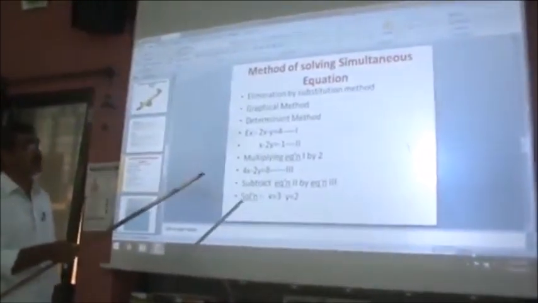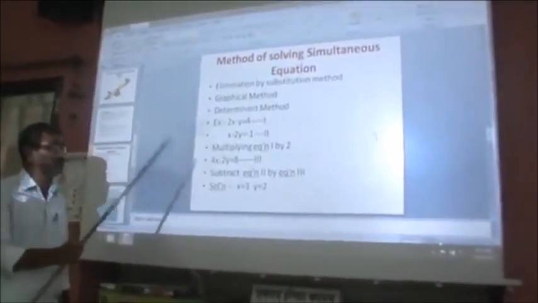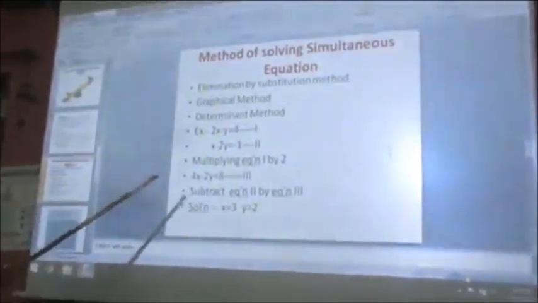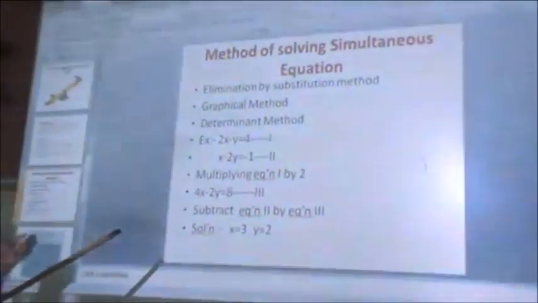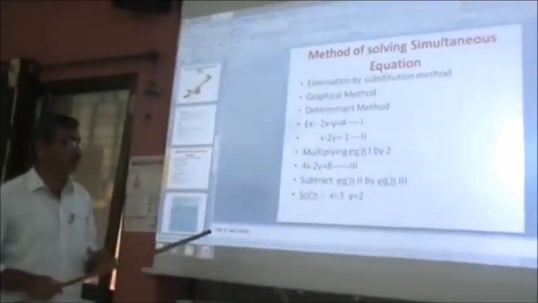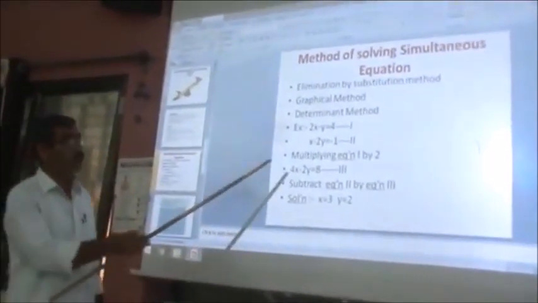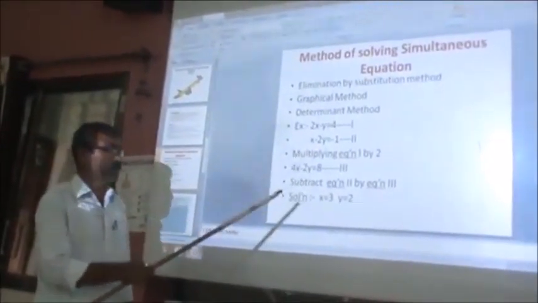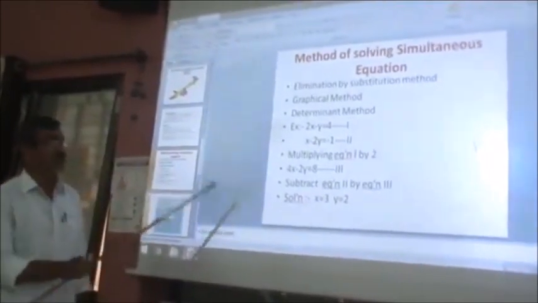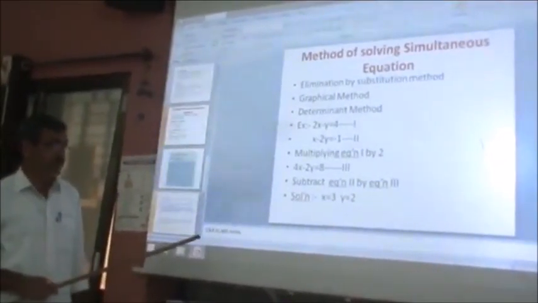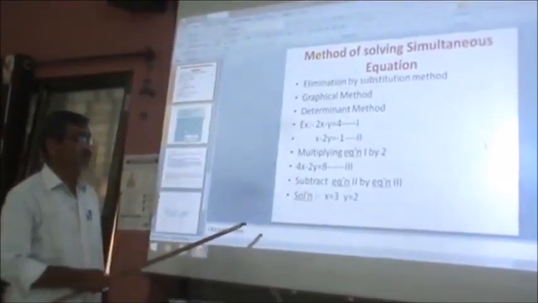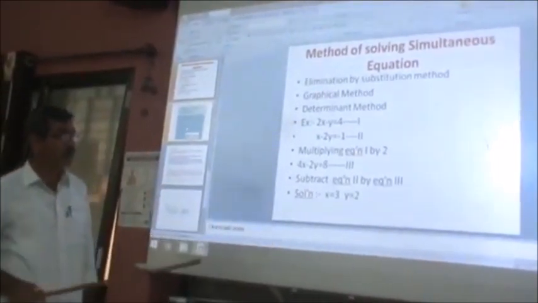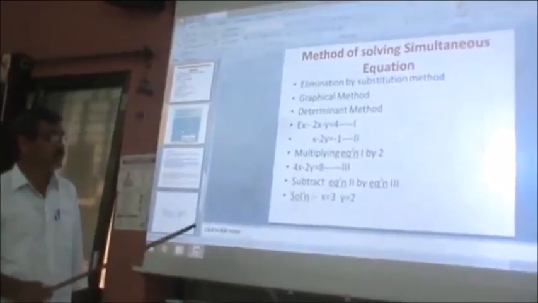Here there are two equations we have taken, 2x minus y is equal to 4 and x minus 2y is equal to minus 1. We will equate the coefficient, or we will substitute value of one variable in another equation. Therefore we will multiply equation 1 by 2. Then we will get 4x minus 2y is equal to 8, and then subtract equation 2 from equation 3. Then we will get the value of x is equal to 3 and y is equal to 2.